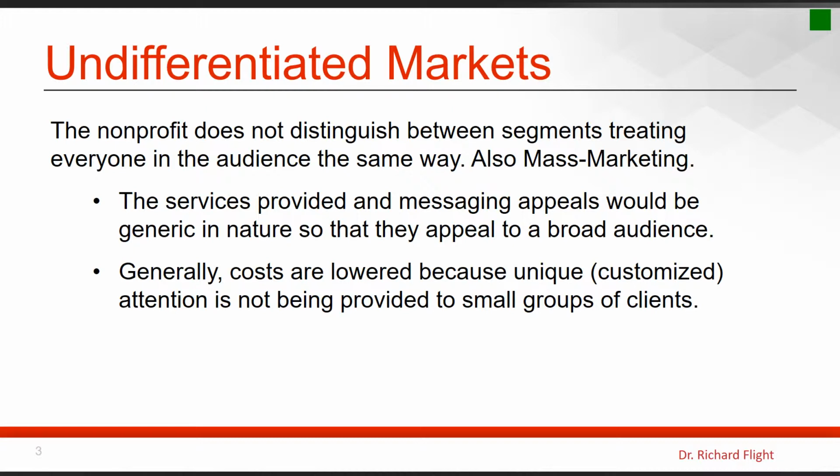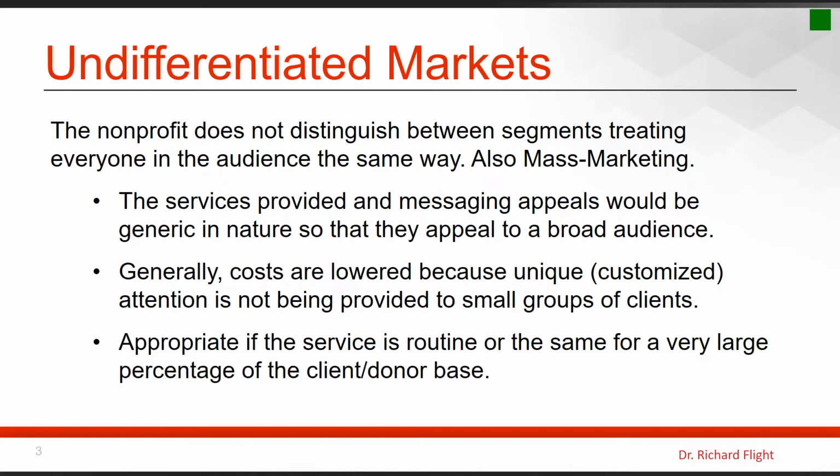Generally, when we run into this type of strategy, our cost per exposure and cost per client is lower because we're not needing to customize everything. Custom appeals, customized products, customized delivery is not something that we're focusing on here. So our per unit costs to produce our good are much lower this way.